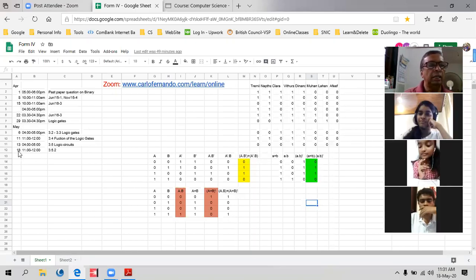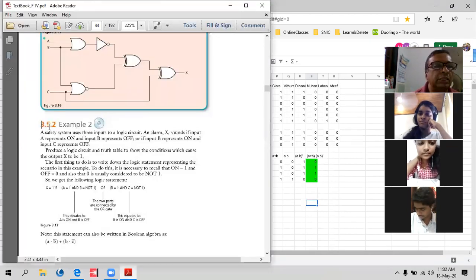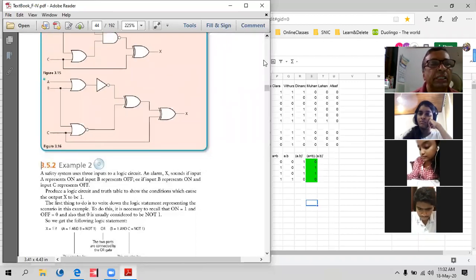So today we have to do 3.5.2. Last time we had 3.5 logic circuits, and this was some of the things that we did last time. Very interesting part. Today we have to do 3.5.2, which is this example. Just skim through what we did earlier.